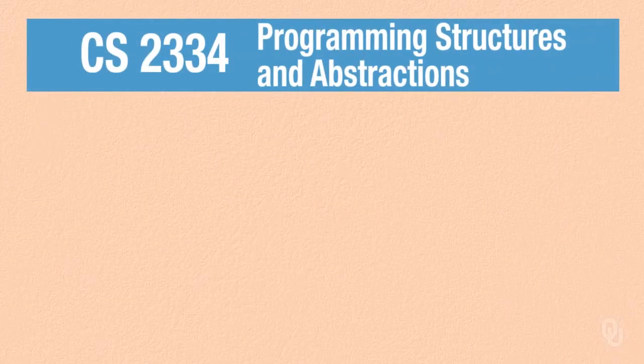If you want to be one of the more productive programmers, you'll need to continue to learn more about Java or some other programming language and continue to practice programming. There are lots of ways to do this. Of course, you can take more classes, like CS 2334, Programming Structures and Abstractions at the University of Oklahoma.